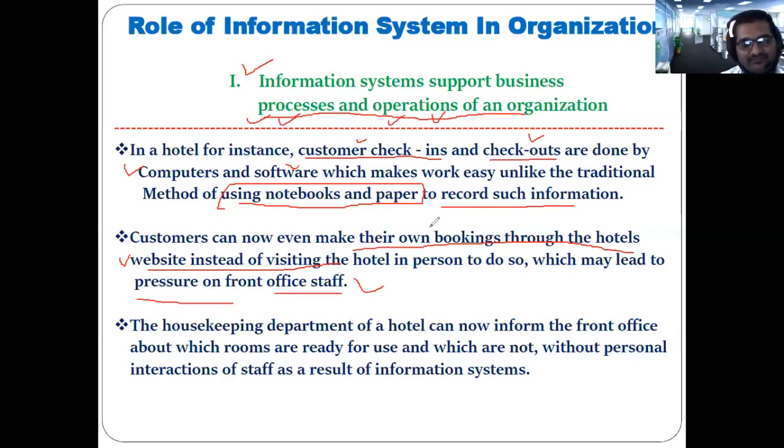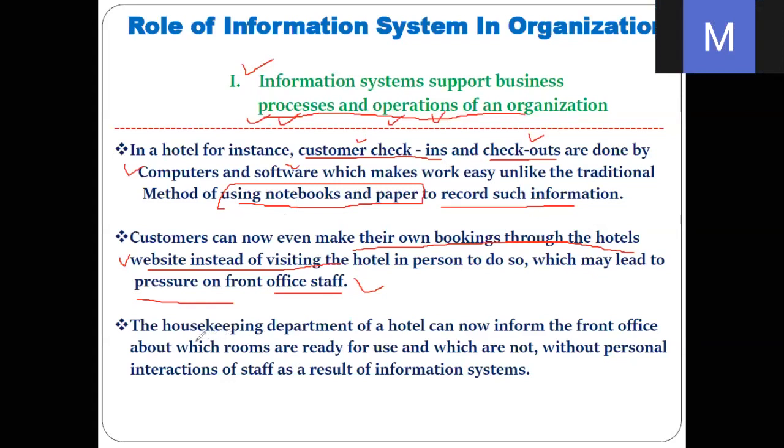Am I right? Correct? Yes. Maintaining the hotel website will be beneficial for the customer and the hotel business also? Yes, sir. Because, as I have just discussed, a website can also act as an information system. That information system you can refer to as a web information system. Am I right? Yes, sir.